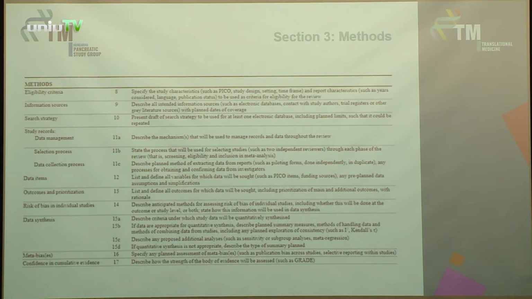The third section is the methods section. Within this, the first point is the eligibility criteria, so the inclusion or exclusion criteria. We have to clearly describe these criteria because our search for relevant articles will be based on these inclusion or exclusion criteria.